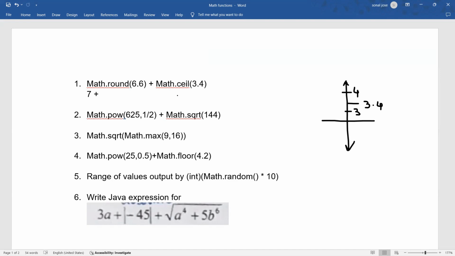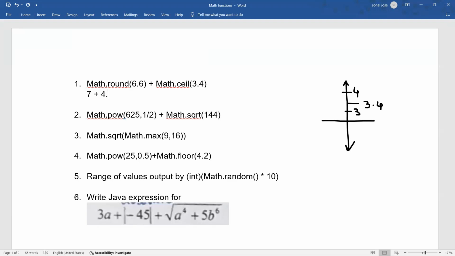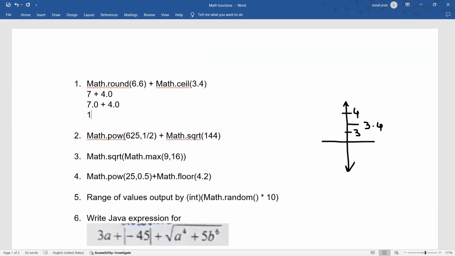And remember, only round gives an int. Min, absolute, max depend on the parameter. Everything else is going to be a double value. Okay. So 3.4, what will be the answer over here? Looking up, I will get 4.0. If we do 7 plus 4.0, Java will always convert everything to the same data type. The bigger data type is a double. 7 will be converted to 7.0. So 7.0 plus 4.0, answer will be 11.0.